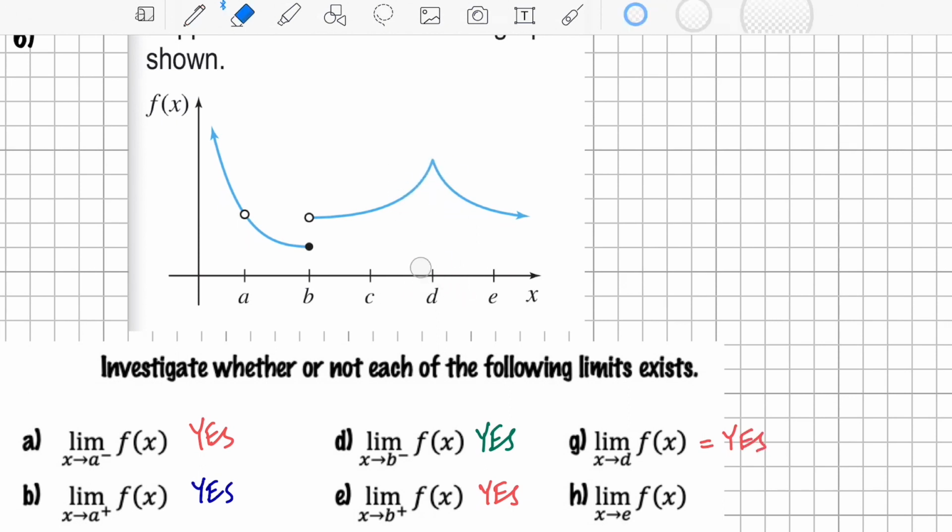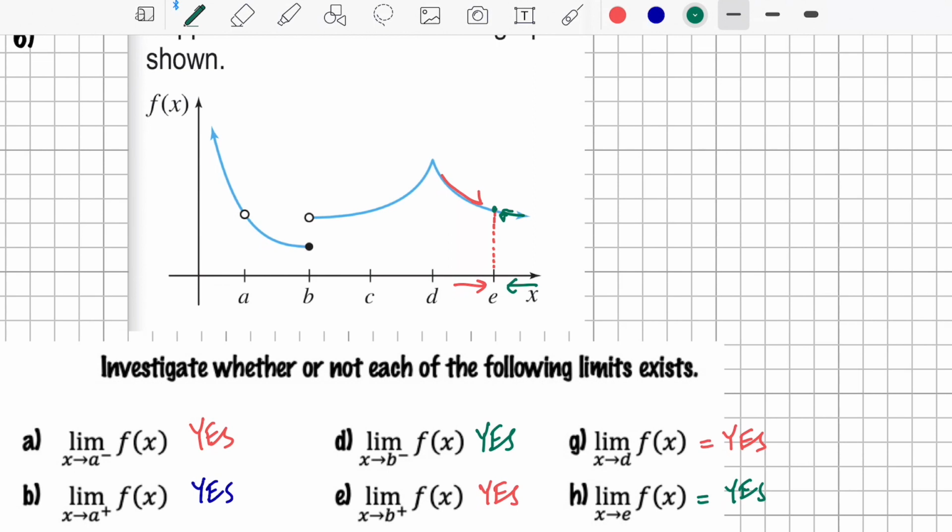And then the last one, e. Now we're going to approach e. Let's approach e from the left first. As I approach e, let me draw a vertical line so I know where to stop. So that would be there. So as I approach e from the left, and then as I approach e from the right, we are approaching the same y value. So the answer is yes.